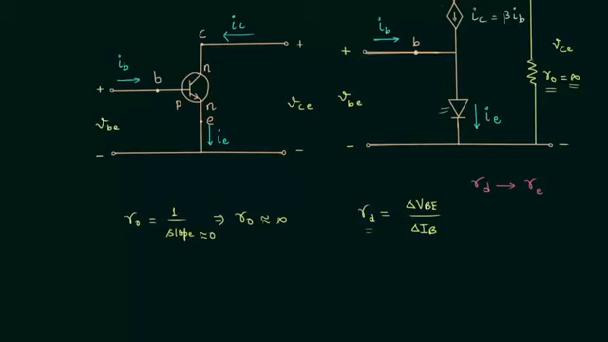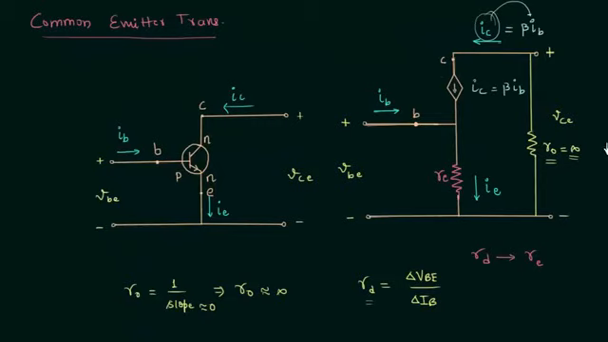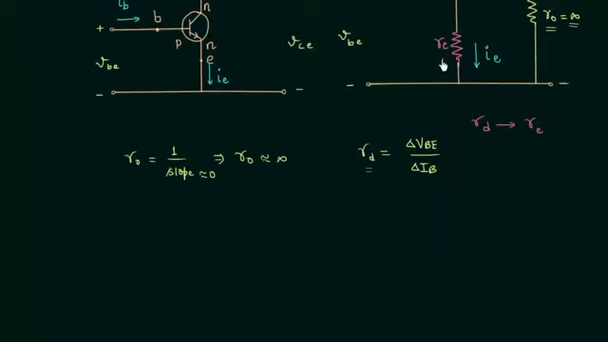So we have resistance RE in place of the diode, and this is the complete RE model of the transistor. Only one thing is left, and it is the calculation of resistance RE. So we will find out resistance RE.